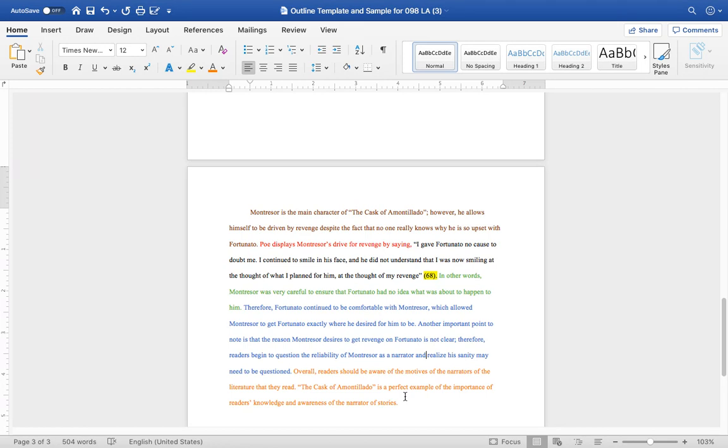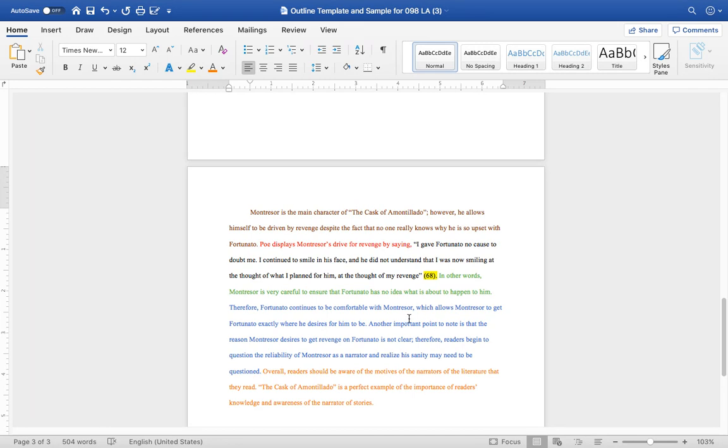As I mentioned earlier with the assignment sheet, you need to be using present tense verbs. And so I have displays. So I need to say, Montresor is very careful to ensure that Fortunato has no idea what is about to happen to him. Therefore, Fortunato continues to be comfortable with Montresor, which allows Montresor to get Fortunato exactly where he desires for him to be. Another important point to note is that the reason Montresor desires to get revenge on Fortunato is not clear. Therefore, readers begin to question the reliability of Montresor as a narrator and realize his sanity may need to be questioned. Overall, readers should be aware of the motives of the narrators of literature that they read. The Cask of Amontillado is a perfect example.